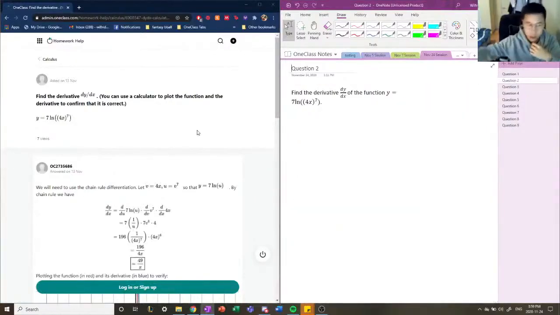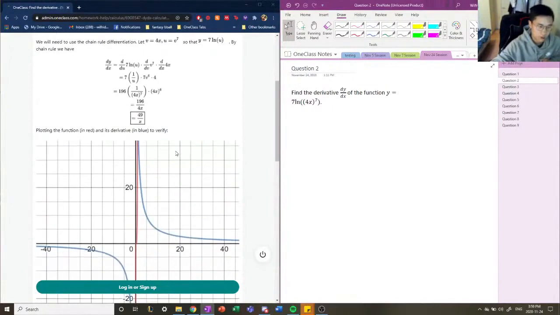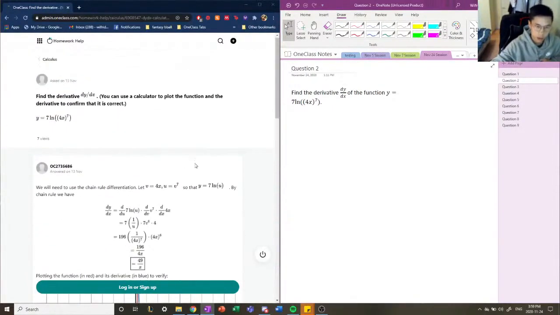Alright, so the second question says find the derivative dy over dx. You can use a calculator to plot the function and derivative to confirm that is correct. So the junior tutor already provided us the plot using a graphing calculator, so we won't graph it ourselves, but we'll try to find the derivative of this, okay? So the technique that we need to use for this question is the chain rule, okay?